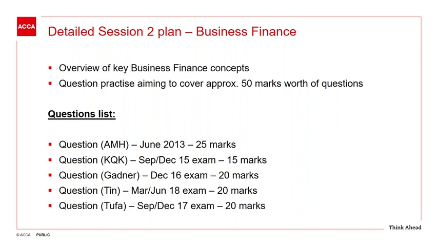I plan to do the first 2 to 3 questions in this session. If time permits, we'll go into the third one, or at least we'll try to cover the first 2 questions on this webinar. The questions are AMH, which is the June 13 exam. I've taken the full question; the original was 25 marks, but remember that in section C today you could only get a question with 20 marks. We'll also look at question KQK, from the September-December 15 exam, which was 15 marks originally. But remember, you will be examined on questions worth 20 marks.